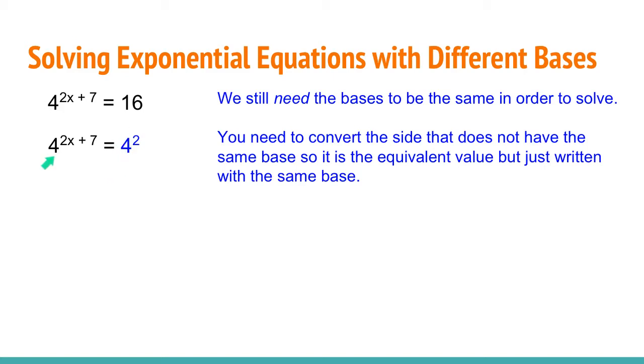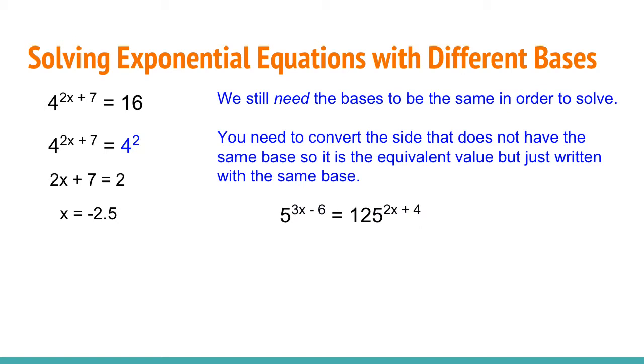Now we have turned it into a problem that has the same base like we had before, and you can just set those exponents equal to each other again, and go about solving, where you would subtract 7 to get -5, then divide by 2 to get -2.5. So you must have the bases equal to each other in order to set the exponents equal to each other. That's going to be your first step.